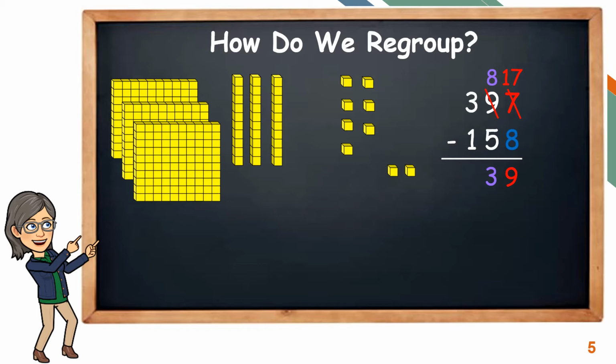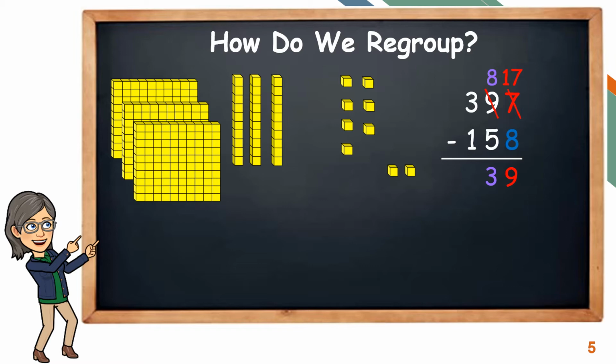Now we need to subtract in the hundreds place. Let's look at the digits in the hundreds place in both numbers in the subtraction problem. There are 300s in 397 and 100 in 158. So do we need to regroup the hundreds? If you said no, we do not need to regroup the hundreds, you are right. That's because 300s in 397 is bigger than 100 in 158.